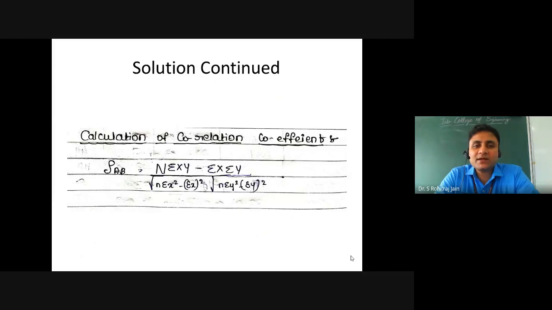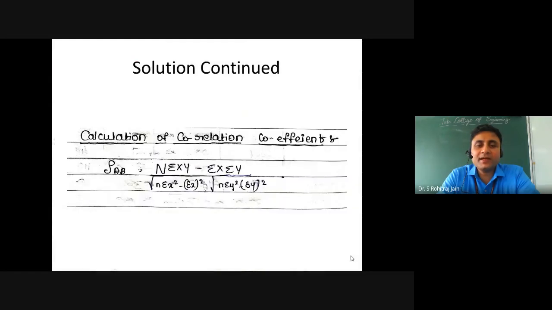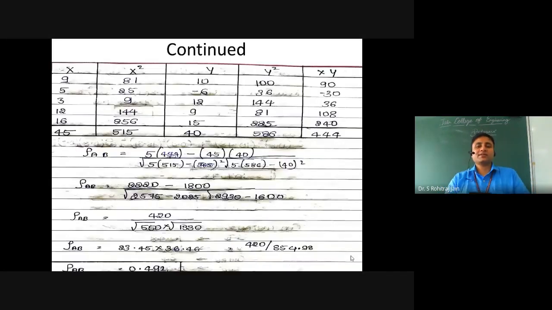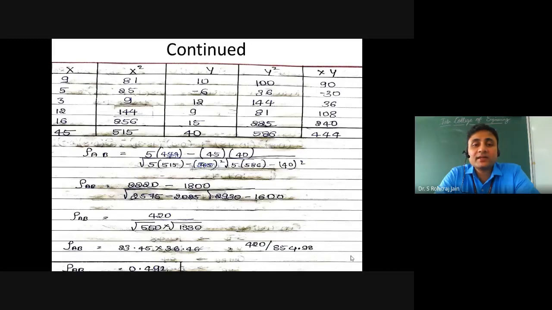So what is summation x? 45, into summation y, which is 40, whole divided by square root of n, where n is 5, multiplied by sigma x square. Please understand, students, sigma x square is the second column, X square. Sigma x square is 515 minus sigma x whole square. So what is sigma x whole square? That is 45 square. Okay. So multiplied by square root of n into sigma y square minus sigma y whole square.